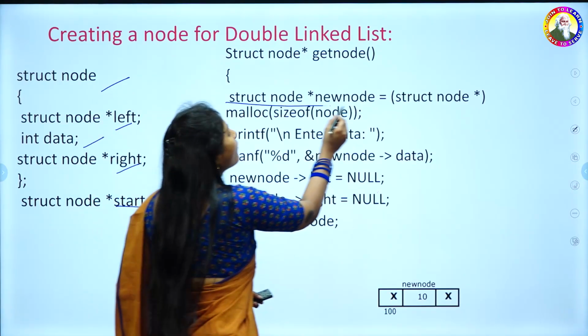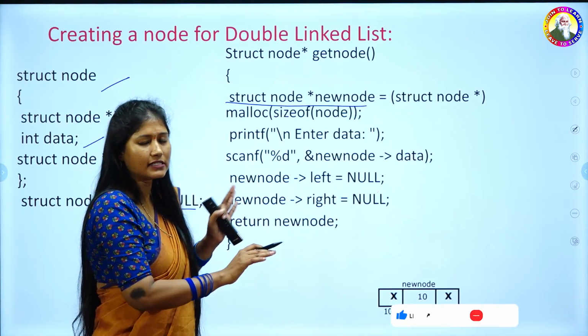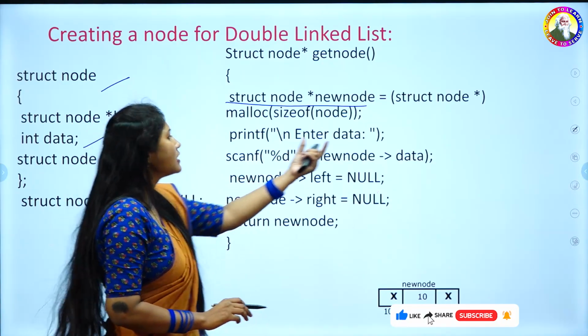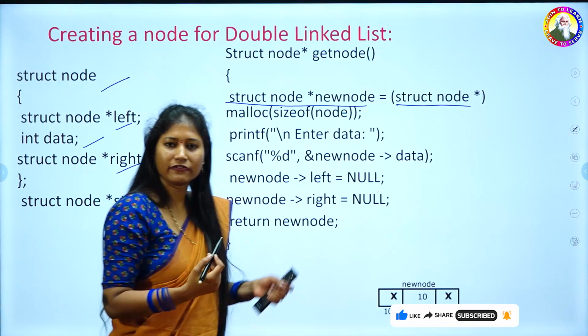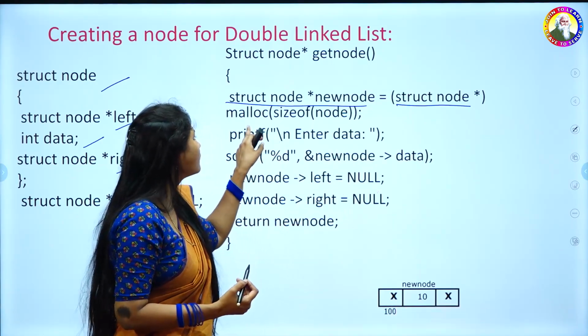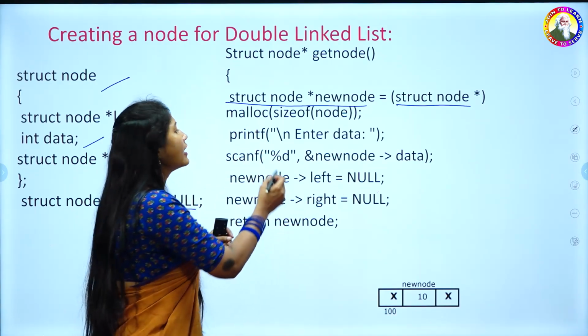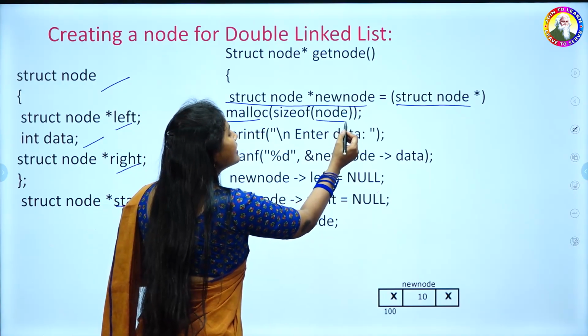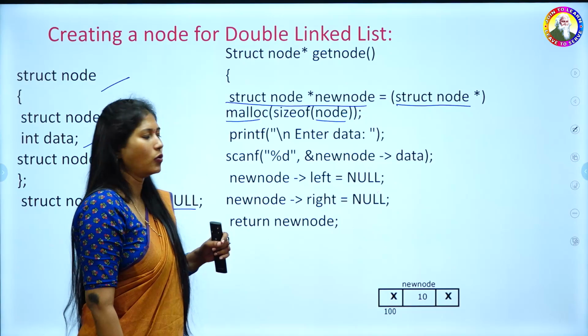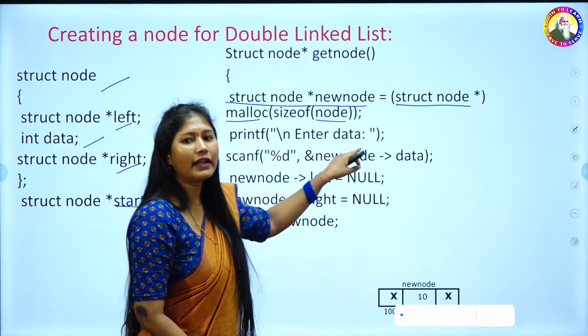See, struct node pointer new node, similar to the single linked list. There is no variation here. For the struct node pointer, first you need to say the type definition, that is, our type definition is struct node pointer. After that, how much memory must be allocated? Malloc. How much memory must be allocated? The size of that particular struct node. After that, I need to enter the data.